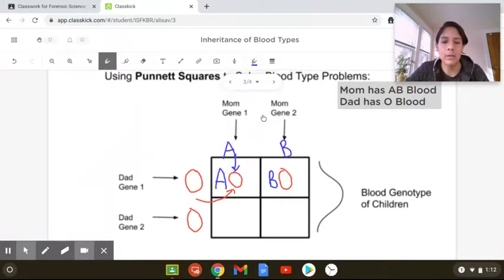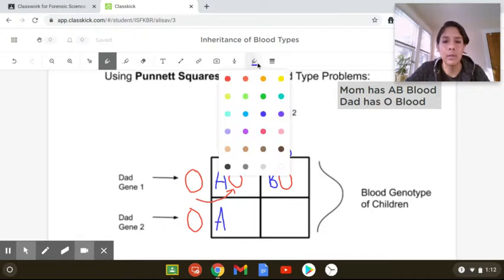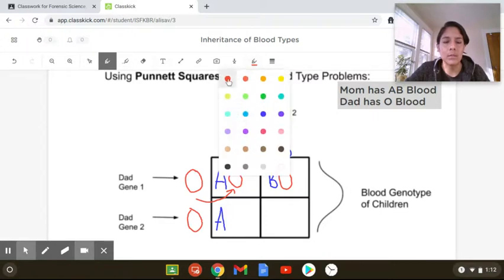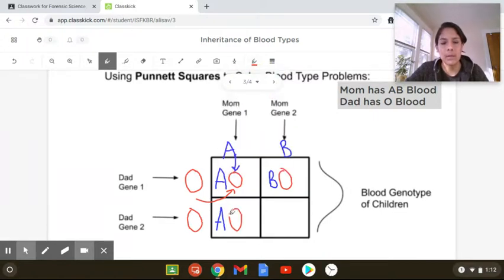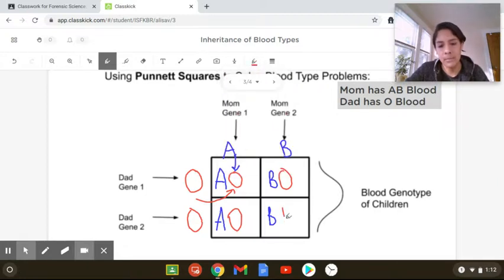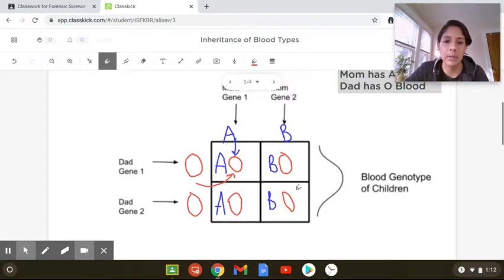Then for this bottom one here, again, mom can give an A because she still has that, and dad could give his second O. Okay. So even though it's going to be the same blood type, we would still write that here. And mom could give her B, and that could be combined there with dad's second O gene. And so this would be the completed Punnett square, what I'm looking for.